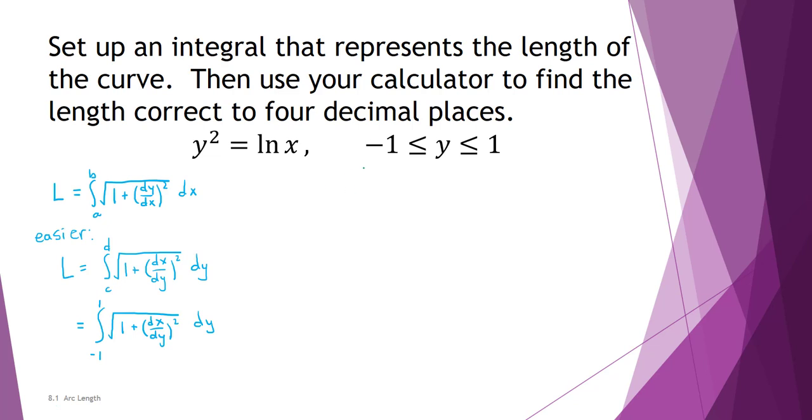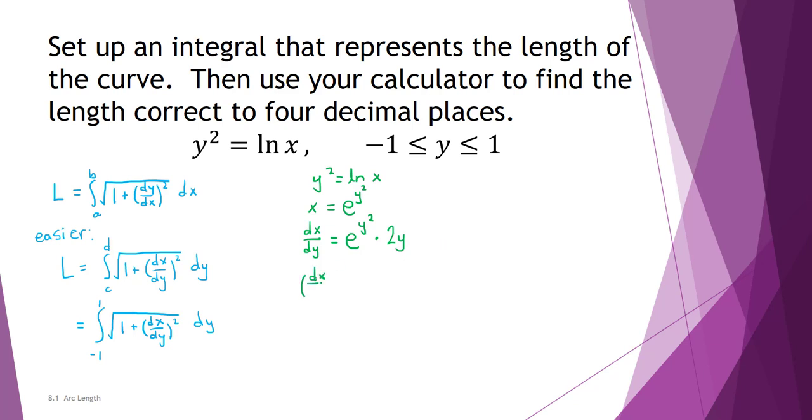In order to do this, it is most convenient to take our equation y squared equals natural log x and switch it to exponential form. So x equals e to the y squared power. Then we can take the derivative of x with respect to y using the chain rule. We get e to the y squared, multiplying by the derivative of the inside, we multiply by 2y.